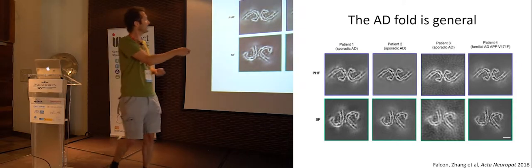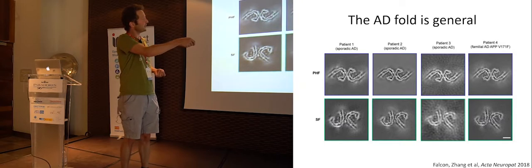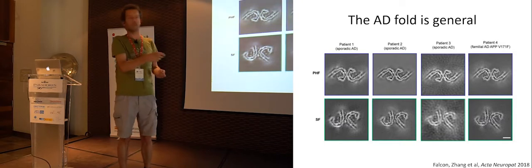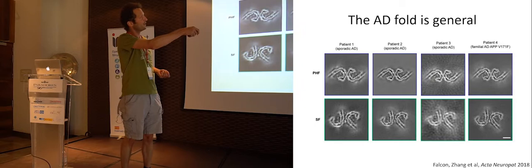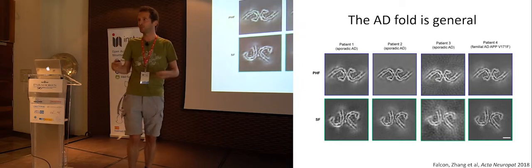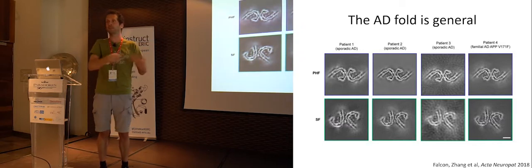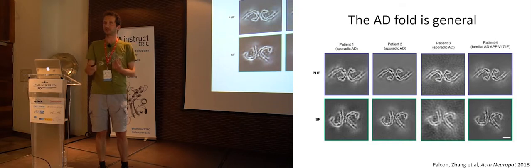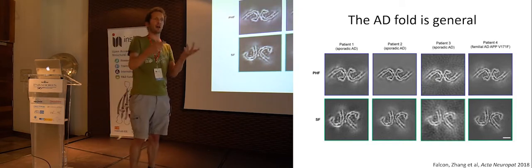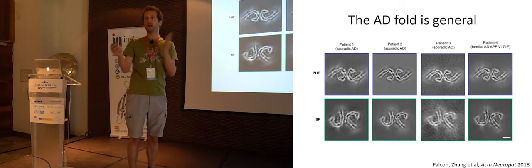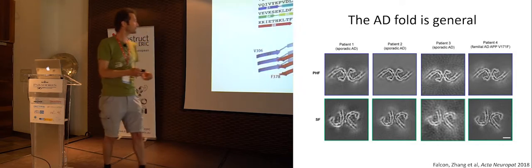And we can see that for the four different patients that we've done, and one even was a familial form of AD who had a mutation in the amyloid precursor protein, that's kind of upstream from tau pathology. But in all these structures, you can see they have PHFs and SFs, and the structure is actually the same. So we think if you have Alzheimer's disease, then you'll have these kinds of structures in your brain.